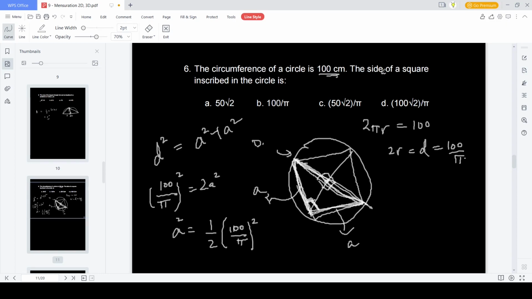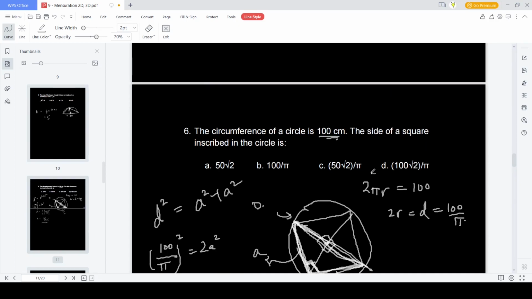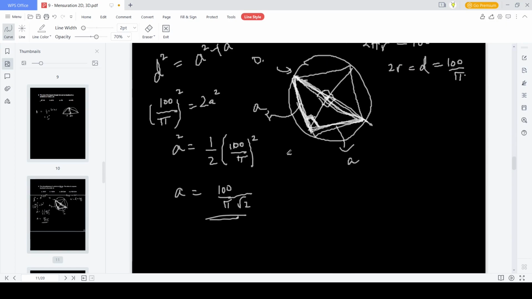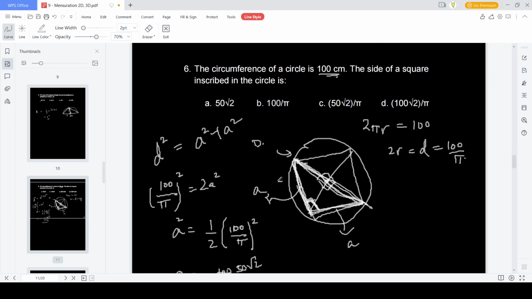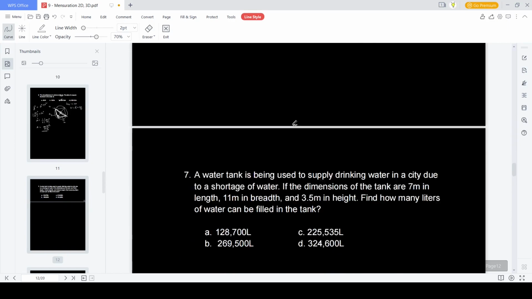So a square will be nothing but 1 by 2 into 100 by pi whole square. Now they're asking side length, so we'll take the root of this. So a is equal to 100 by pi, because root and square cancel, into 1 by root 2. So 100 by pi root 2. We can cancel root 2 and 2 times, so 50 root 2 by pi remains. This is the answer. Next question.